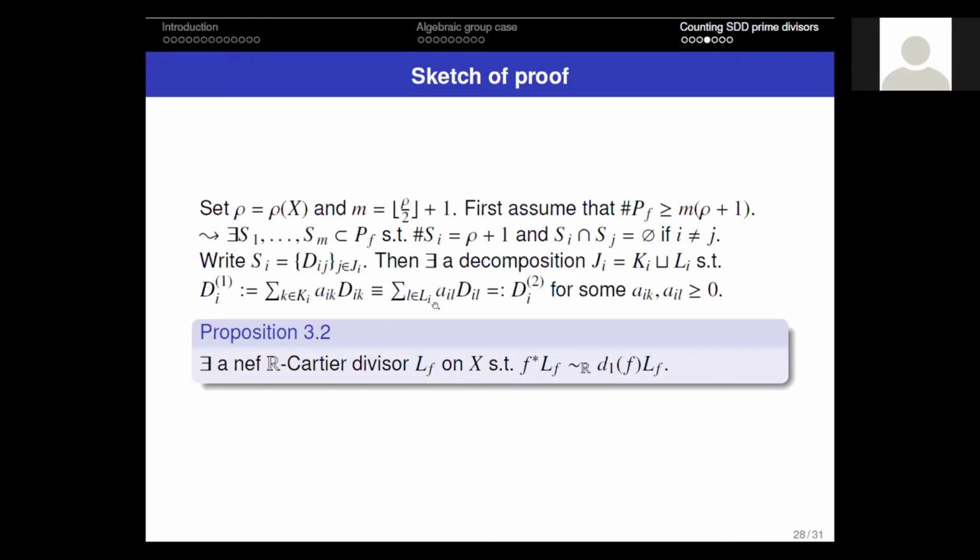And here we recall a general result. There exists a Cartier divisor L_F on X such that F upper star of L_F is linearly equivalent to d_1 times L_F, and L_F is not numerically trivial.